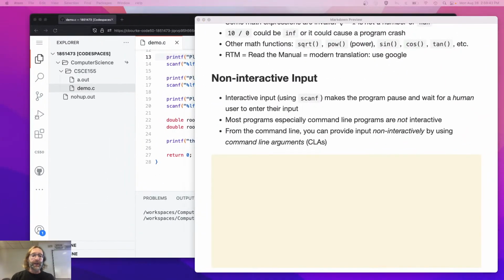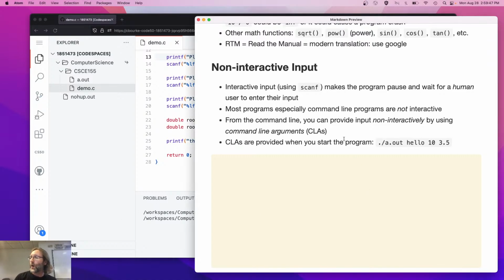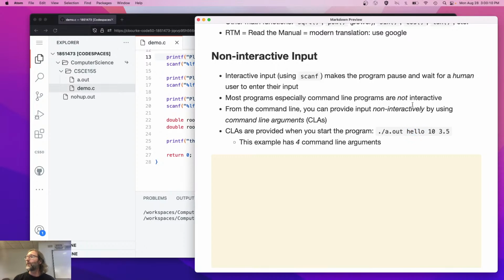All right. CLAs, command line arguments, are provided when you start the program. So a.out, hello, 10, and 3.5. Those are just placeholders for now. I'm showing you the fact that you can give it strings, characters. You can give it integers, whole numbers. You can give it floating point values. Right? This example has actually 4 command line arguments. Right? Count them. I see 1, counting backwards here, 2, 3.